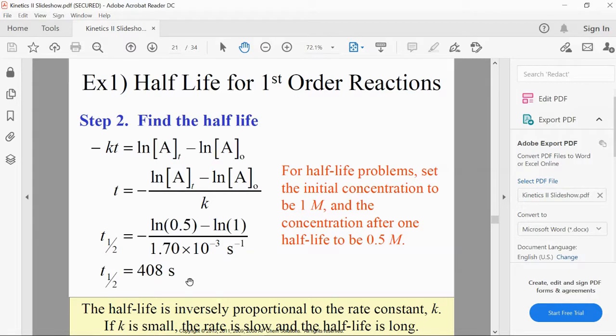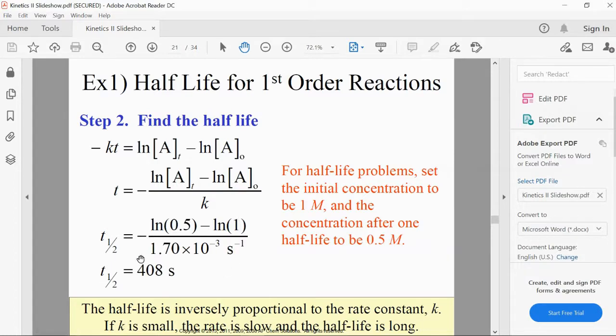Kind of a cool thing is there is a simplified version of this formula, a version where this term is already worked out for you, because natural log of 0.5 minus natural log of 1 simplifies to 0.693. And so for first order reactions, this equation is provided on the formula chart. If you look in the kinetics section on the formula chart, t half equals 0.693 over k. So you don't have to actually go through the integrated rate law. You can just reference the formula chart. But keep in mind that's only good for first order reactions.